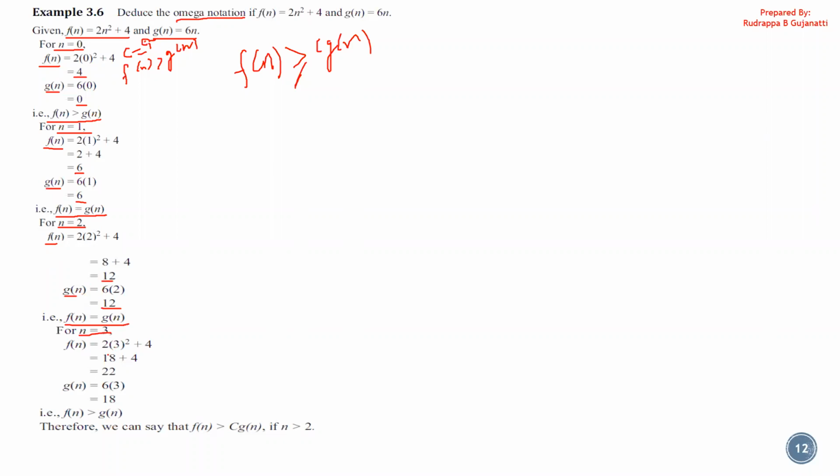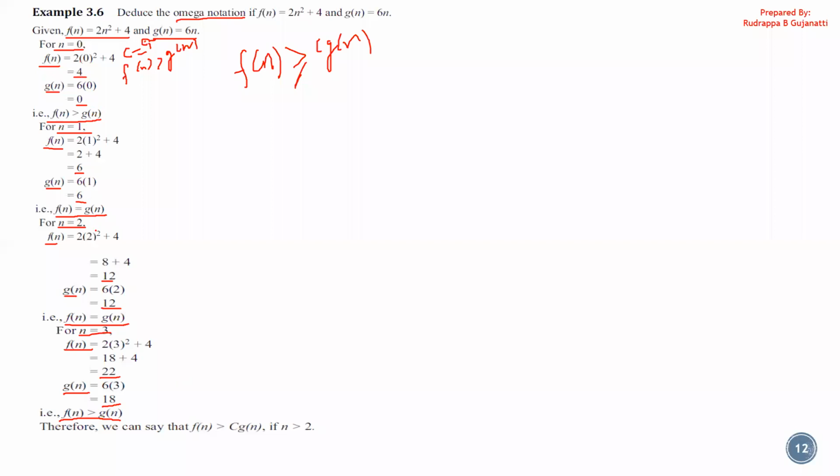Now when n is equal to 3, what are we having? f of n is 22 and g of n is 18. So here what are we having? We are having the condition f of n greater than g of n. So here if you just observe, we got it as greater than for n equal to 0.